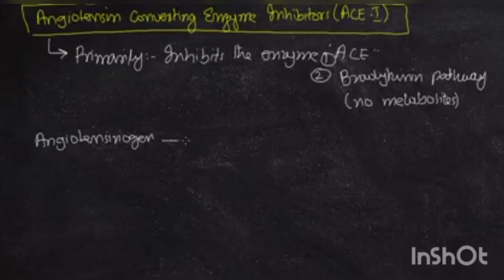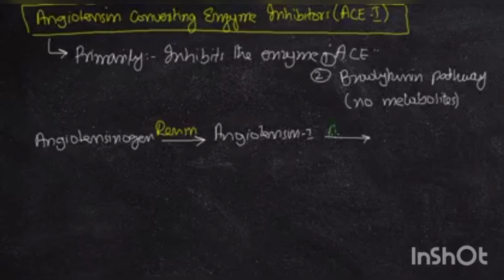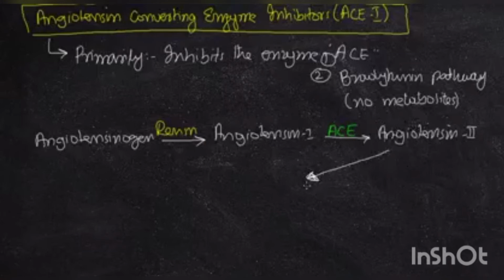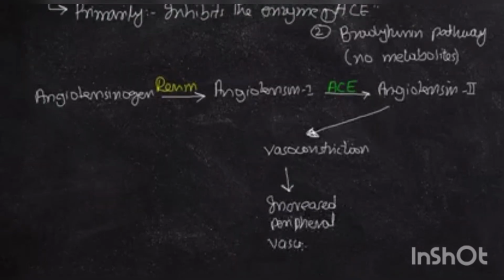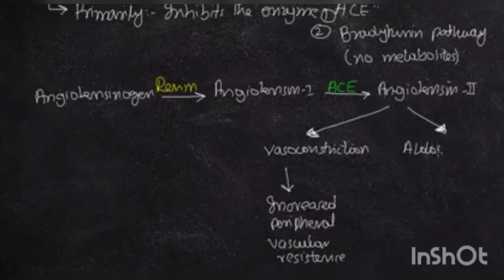The first one, as discussed earlier, I am writing again. Angiotensinogen, in the presence of renin, is converted into angiotensin 1. This angiotensin 1, in the presence of the catalyzing enzyme ACE, is converted into angiotensin 2. This angiotensin 2 is responsible for vasoconstriction. This is an important point which you have to remember. This vasoconstriction causes increased peripheral vascular resistance, and increased peripheral vascular resistance always causes increased blood pressure.